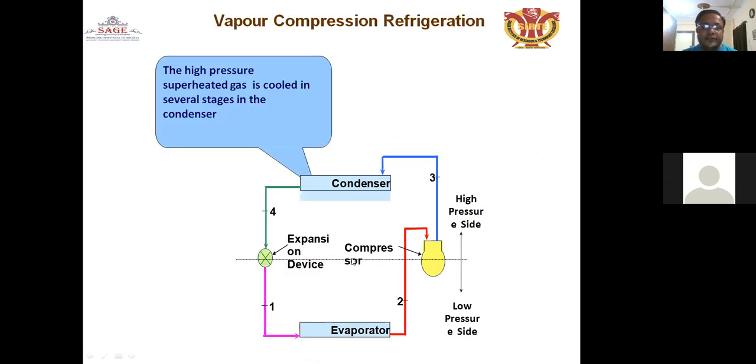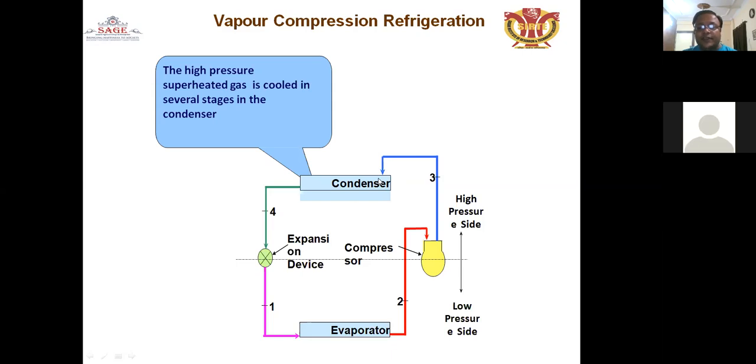line. This is a circuit diagram where the high pressure superheated gas is cooled in several stages in the compressor. After the compression, the vapor is desuperheated before entering the condenser side, and before entering the condenser side, the refrigerant vapor is in a high pressure condition. High pressure refrigerant vapor after the compression is firstly desuperheated by the external sources.